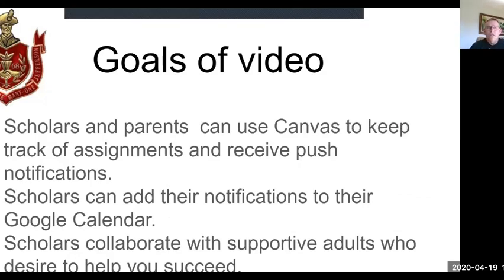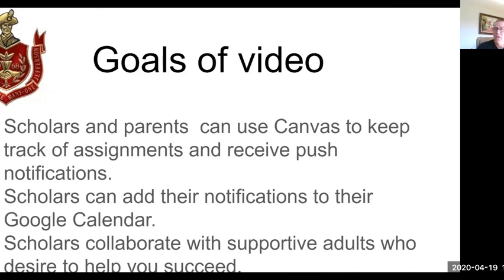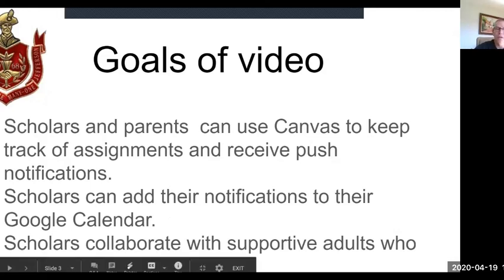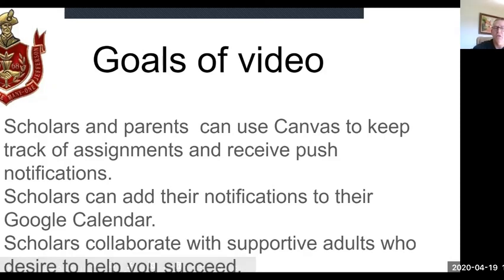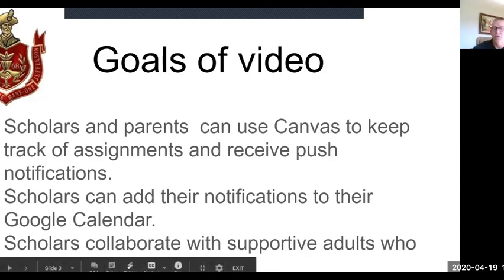Let's go ahead and look through the goals, make sure that we can do everything that we suggested that we were going to be able to do. Firstly, scholars and parents can use the Canvas app to keep track of assignments and receive push notifications. You received information on how to set up your preferences to get an email notification or a cell phone notification. You now know how to add your own Canvas calendar to your Google Calendar by copying and pasting the URL and inserting it into a new calendar within Google Calendar. And finally, you can share that Google Calendar to any supportive staff member or parent that needs that information.